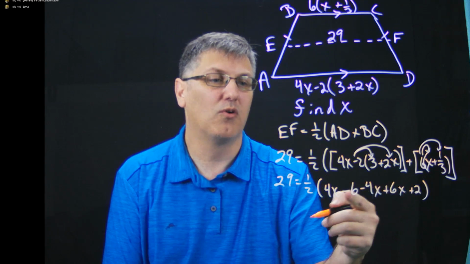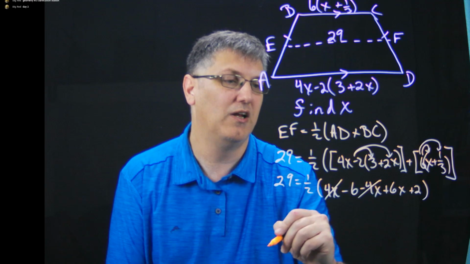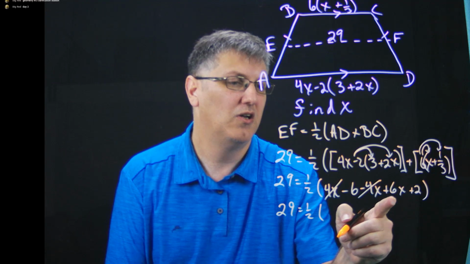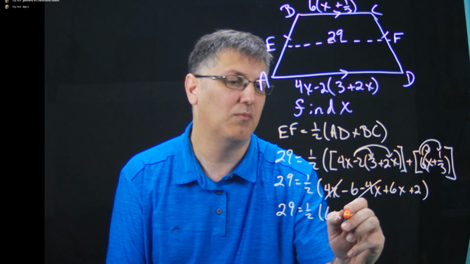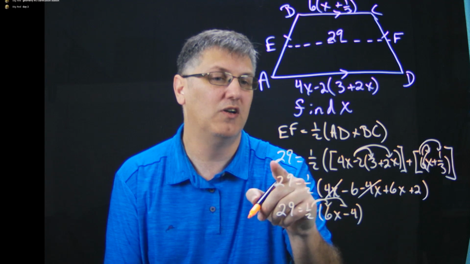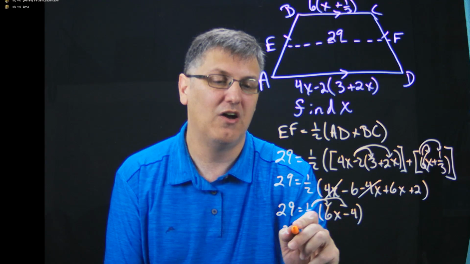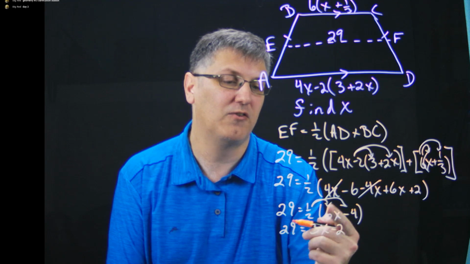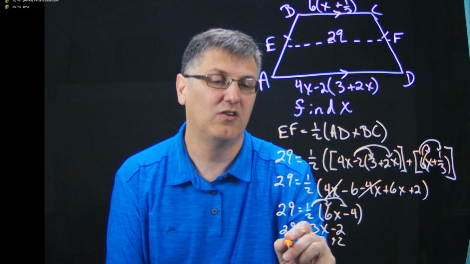All right, now I'm going to go ahead inside the parentheses, just combine like terms. I have a 4x minus 4x. These go away. So I still have 29 equals 1/2 of 6x, and then negative 6 plus 2 gives me minus 4. I can distribute this. I could have earlier multiplied by 2 over here and turned this to 58. It doesn't really matter what order you do this in. I now have 29 equals 3x minus 2, because half of 6 is 3 and half of 4 is 2. From here, add 2 to both sides.